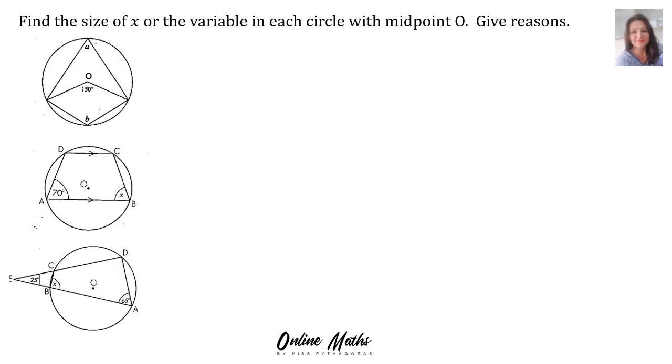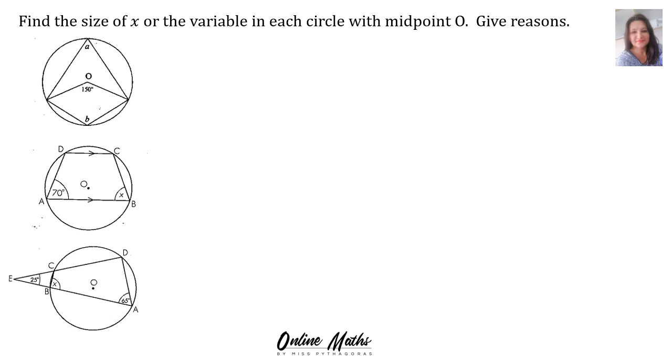Let's start with some easy riders just to get you going. Find the size of x or the variable in each circle with midpoint O. Give reasons for all statements. Now, my advice to you is start with the given angle.